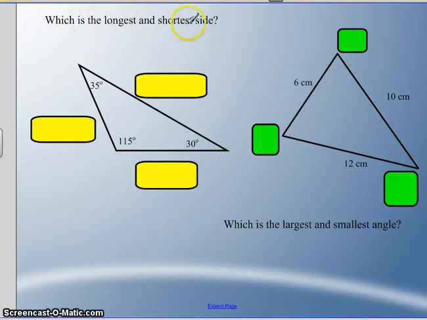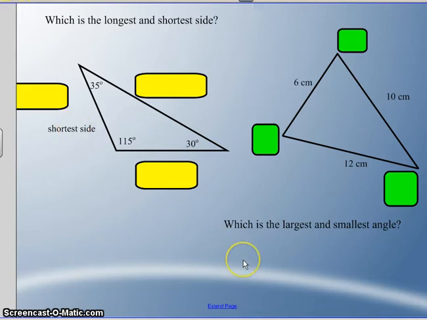Okay, which of these would be the shortest side? So the shortest side is going to be across from the 30, which is the smallest angle. So this would be the shortest side. Which is the largest and the smallest angle? Okay, well the largest is going to be across from the 12, and the smallest is going to be across from the 6.